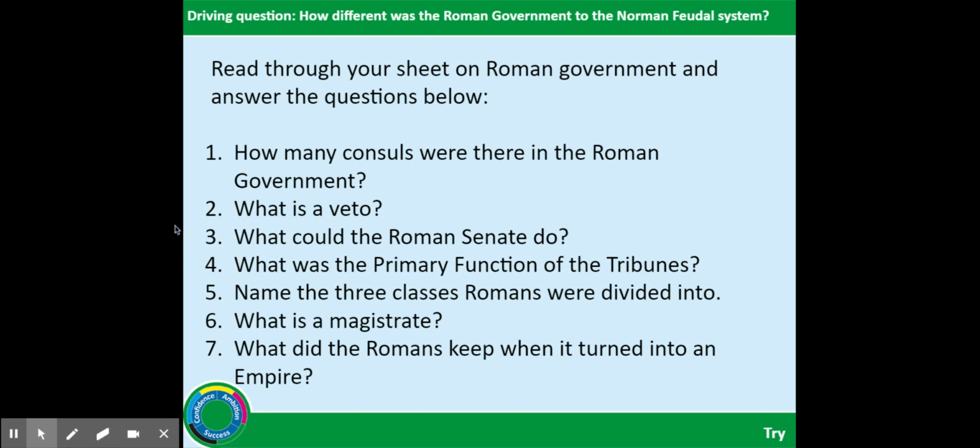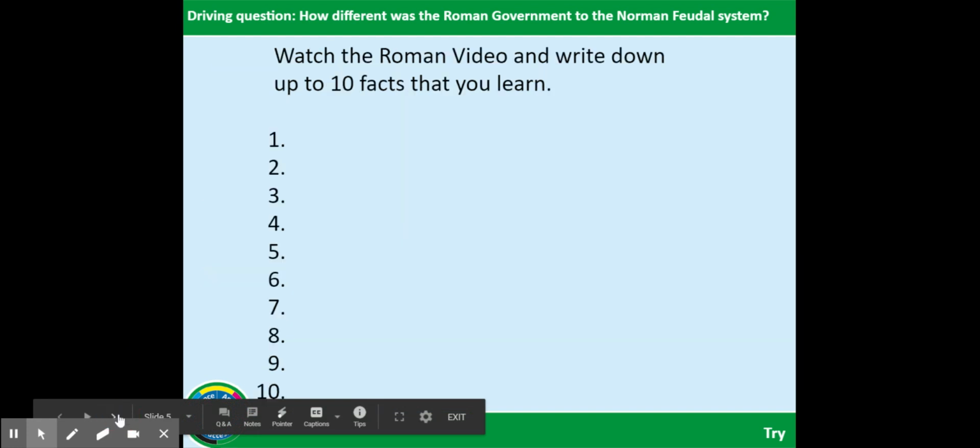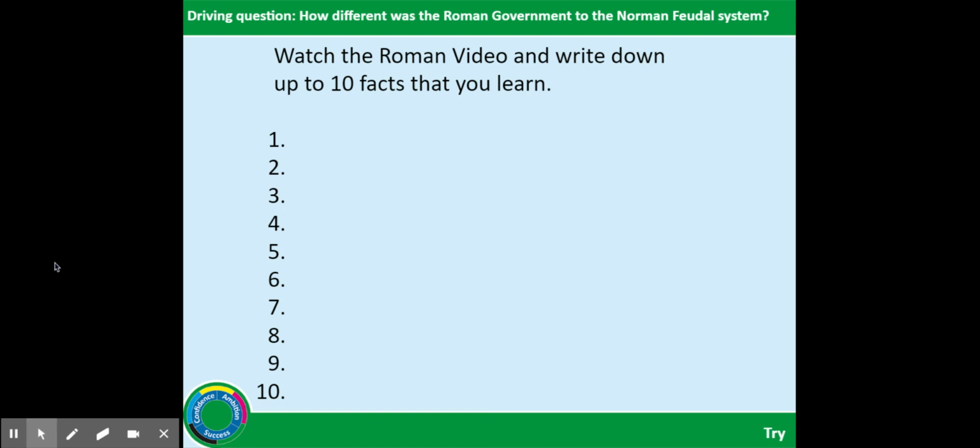Great job! Now we move on to Task 2. In the resources section, where you will find the reading, there is a Roman video. Once you have paused this, watch the video, and on the Google Document called Task 2, write down up to 10 facts that you have learnt. It's up to 10 facts. Try and get as many facts from that video as you can. Pause the video now.